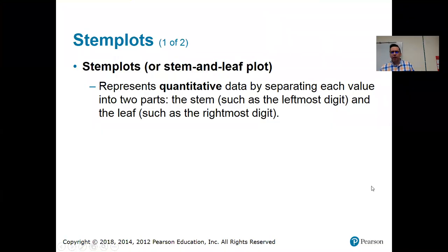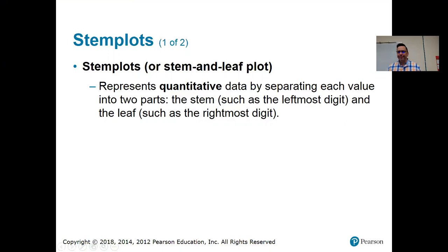All right, the next kind of good graph, and this is a favorite of mine, is called a stem plot or a stem and leaf plot. Back in the old days when I first started teaching, before I learned how to use Excel, I used to actually use this to figure out what my distribution of exam scores looked like. So the way it works, and again it represents quantitative, numerical data, is by separating each value into two parts: the stem, such as the leftmost digit, and the leaf, such as the rightmost digit.